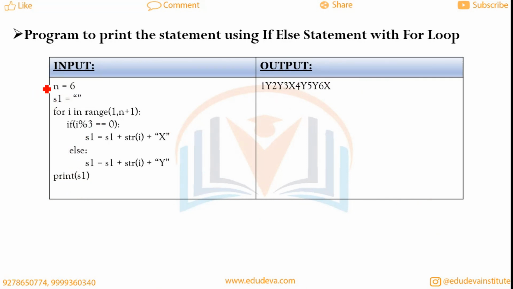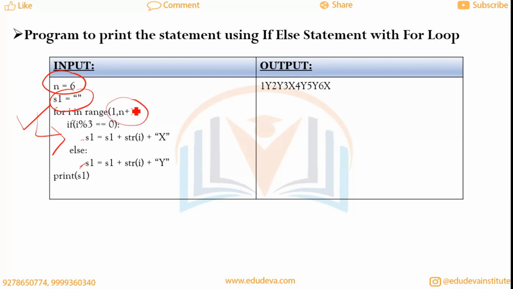So let us revise what we have done. We have an integer named n with the value 6, and we have an empty string. Then we check the condition given in the for loop, and if it is correct, we check the if else condition. If the condition given under the if is correct, we execute this statement, and if the if condition is false, we execute the else statement, and we repeat the same process until the condition of the for loop is no longer true.